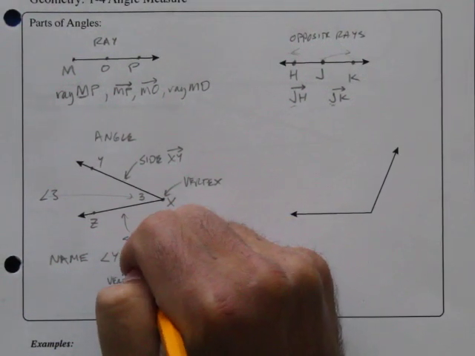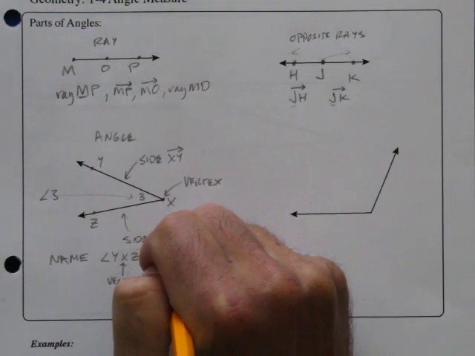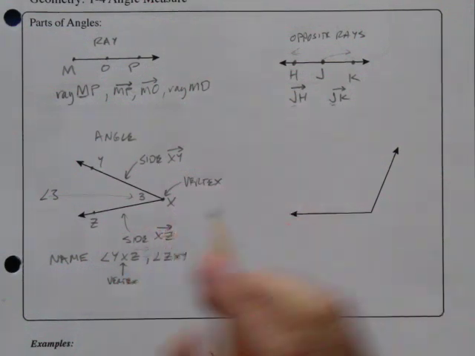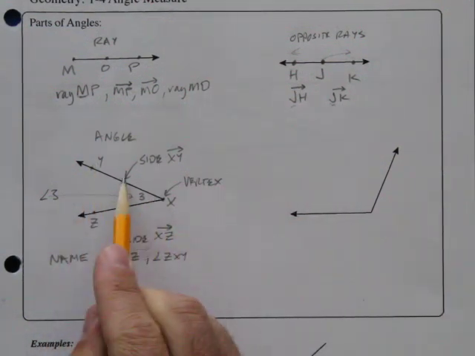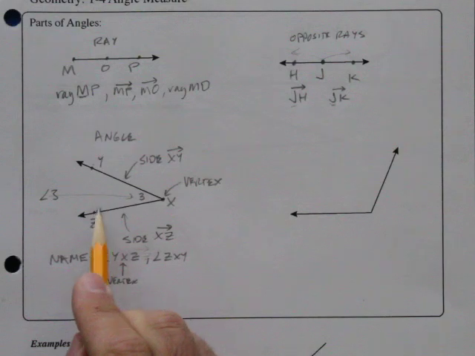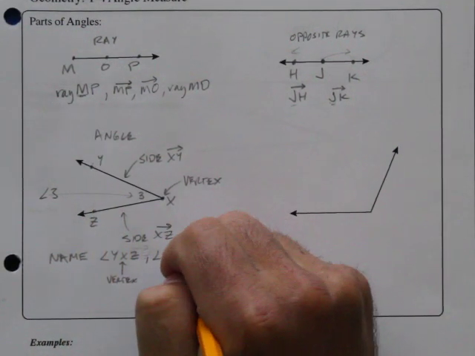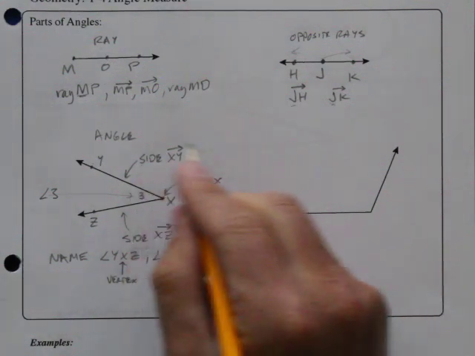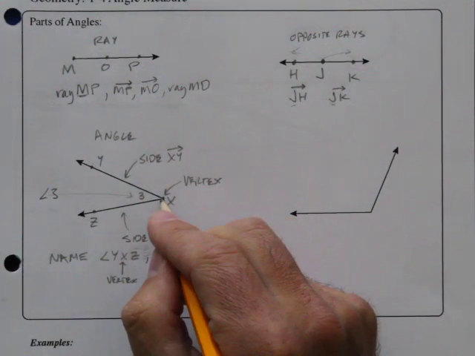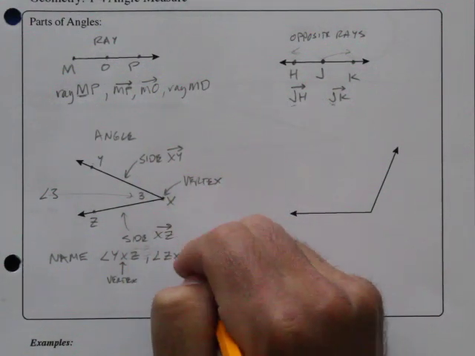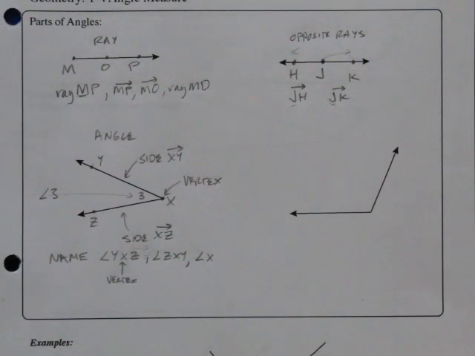Now we could also call this angle ZXY. That would be fine. Z, X, Y. Still, we've got the two sides and the vertex right here in the middle. That's fine. Also, since there aren't any other angles using this vertex of X, we can call this angle X.